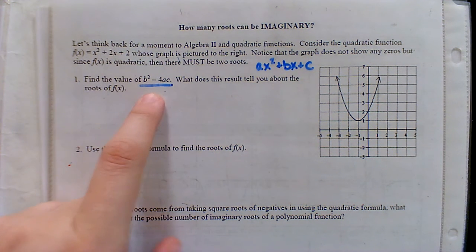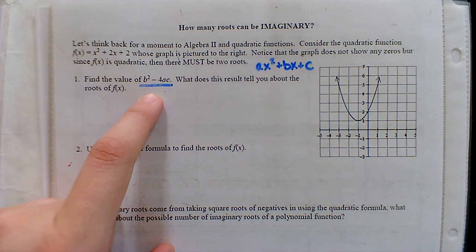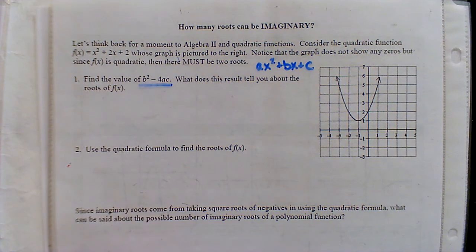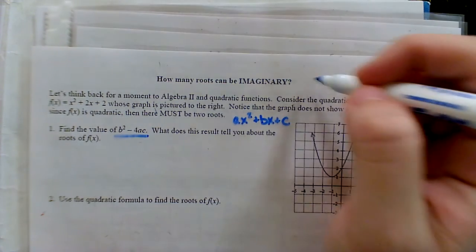Does this look familiar, though? B squared minus 4ac? Do you know where that comes from? Yeah, Tori? The bottom of the quadratic formula. It's in the quadratic formula. It's not the bottom, though. You have an idea, Rebecca? It's under the radical, or the square root. So we're going to take a look at that further today.